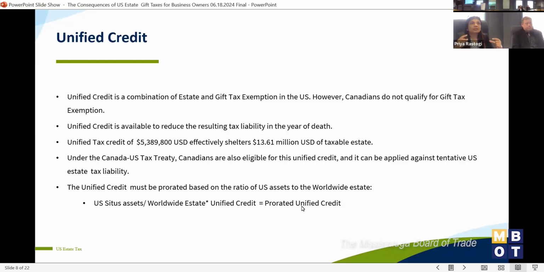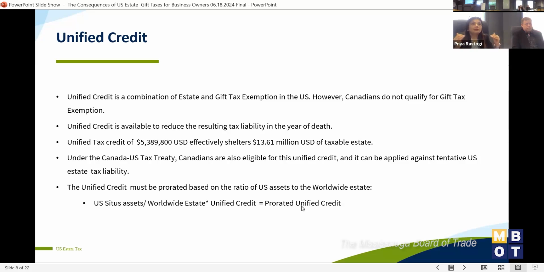So the tax calculated on $13.61 million of assets is the credit which you would be able to claim. As I said, if you look at the third bullet, it says a unified tax credit of $5,389,800 USD effectively shelters $13.61 million of US estate.